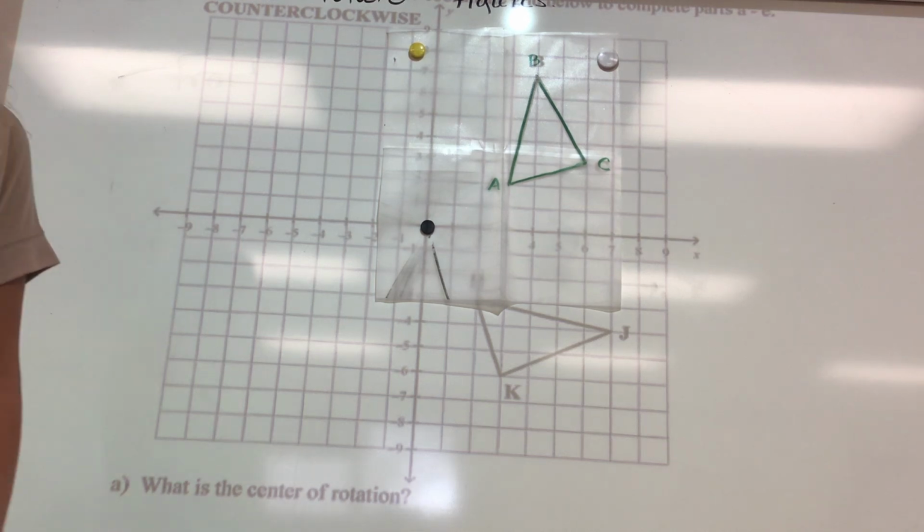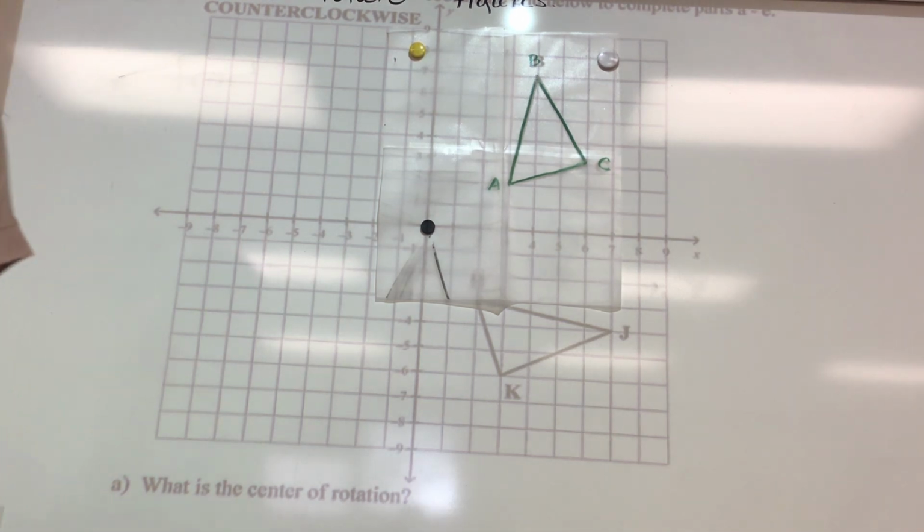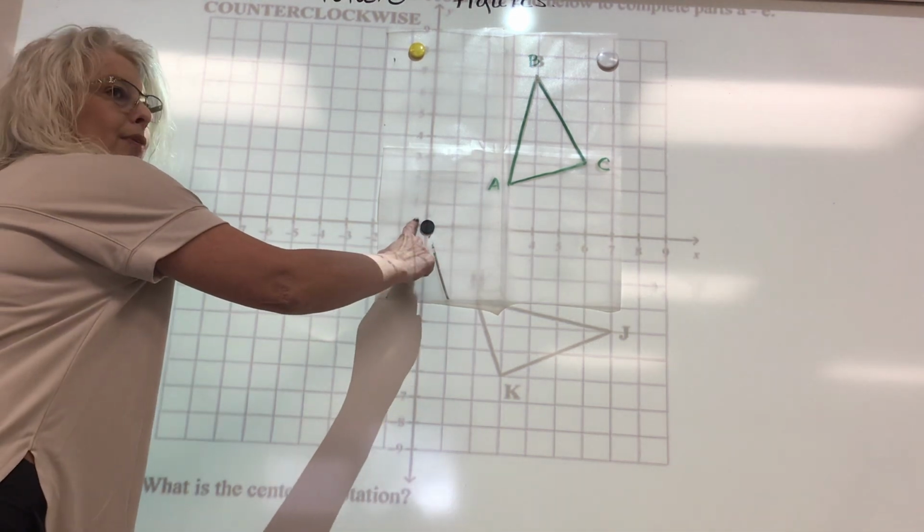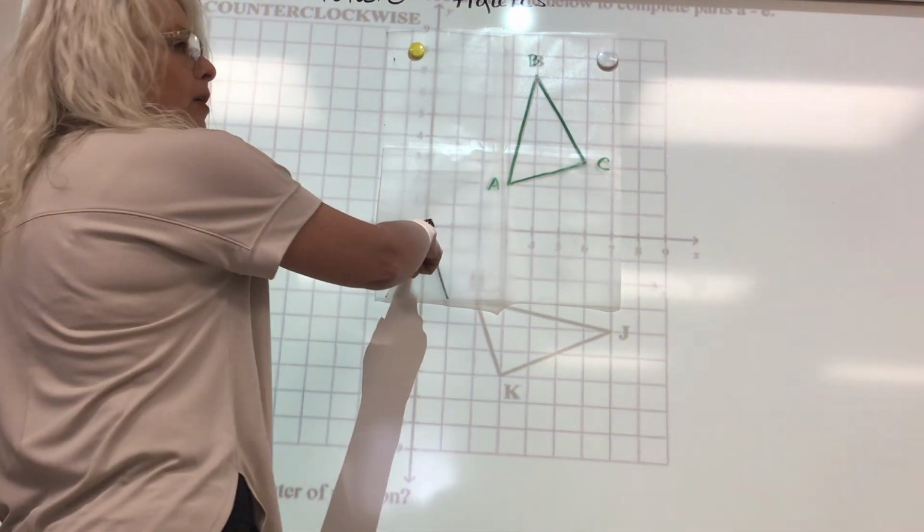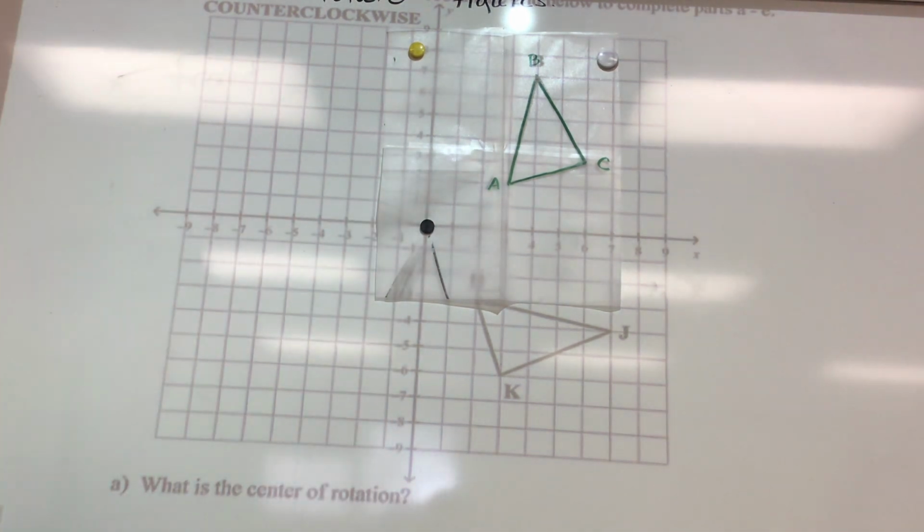Problem A, what is the center of rotation? The origin, and then parentheses, (0, 0). Because right here is my center of rotation. This is where I'm going to put my finger and spin this triangle around. On part B, it says, what is the direction of the rotation?